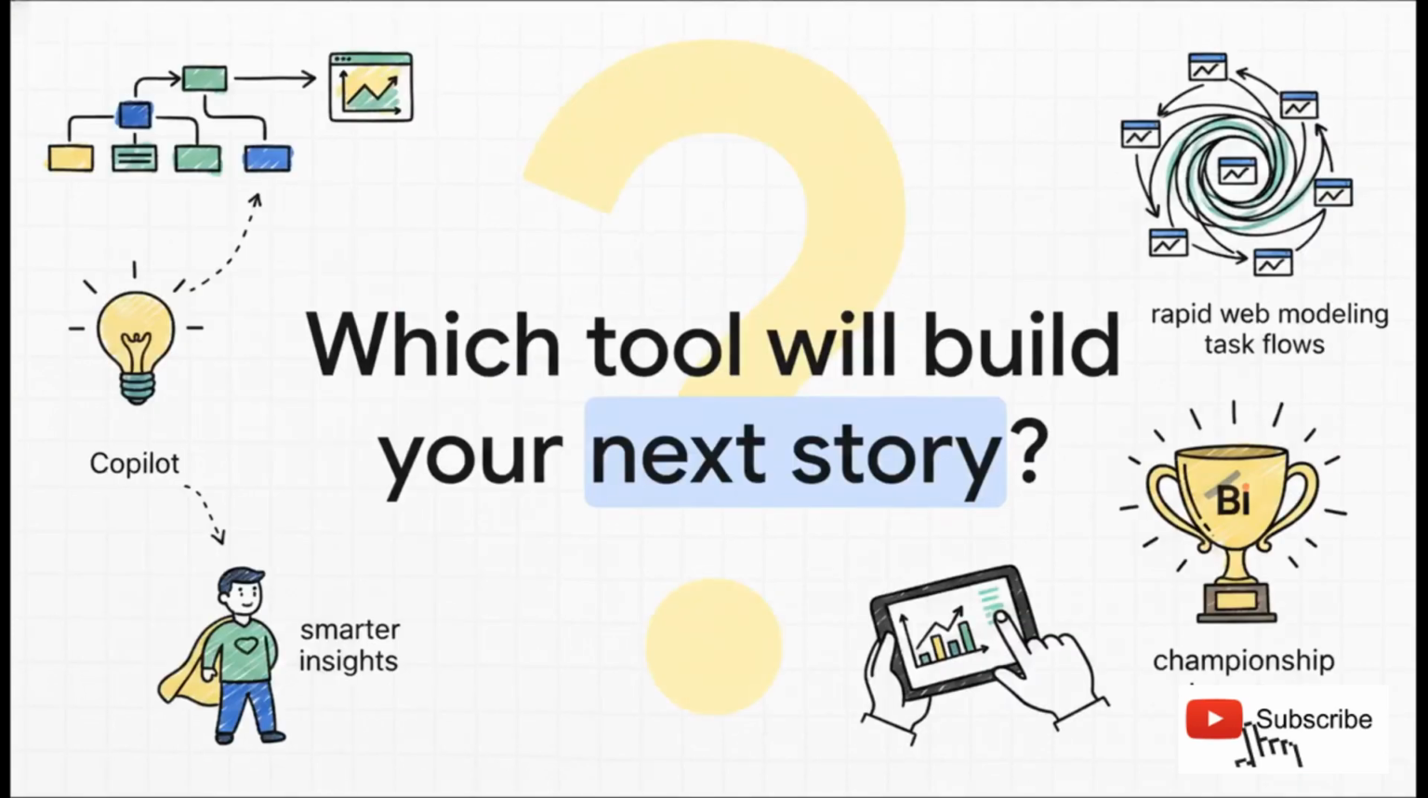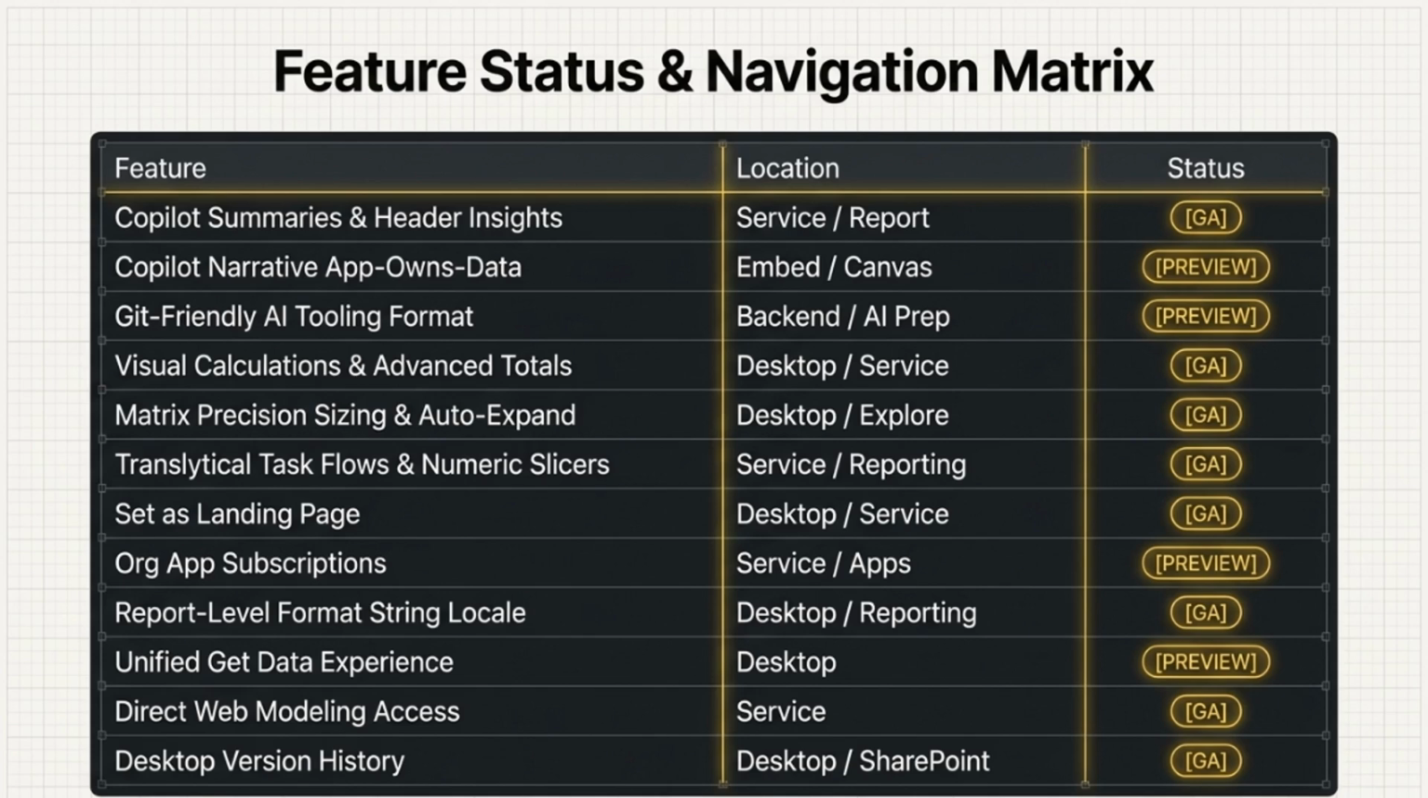And wow, that brings us to the end of our workflow journey today. I want to leave you with this final thought and tie it right back to where we started. You've got visual calculations, smarter Copilot insights, rapid web modeling, and transanalytical task flows. So what does this all mean for you? Which of these new tools are you going to use right now to build your next championship data story?